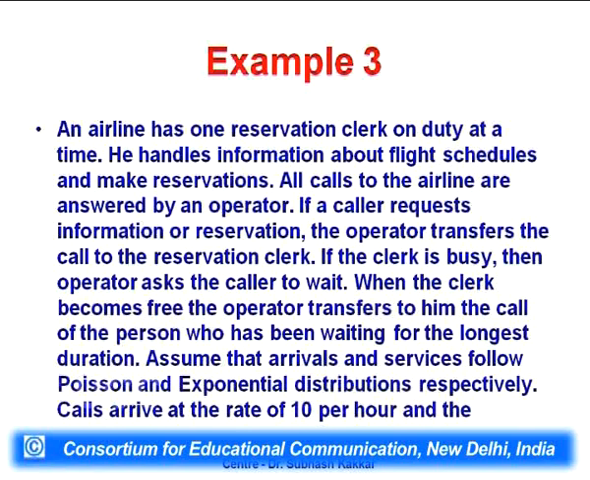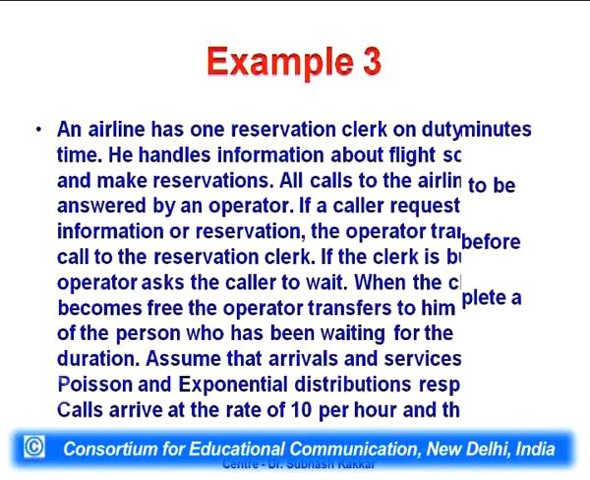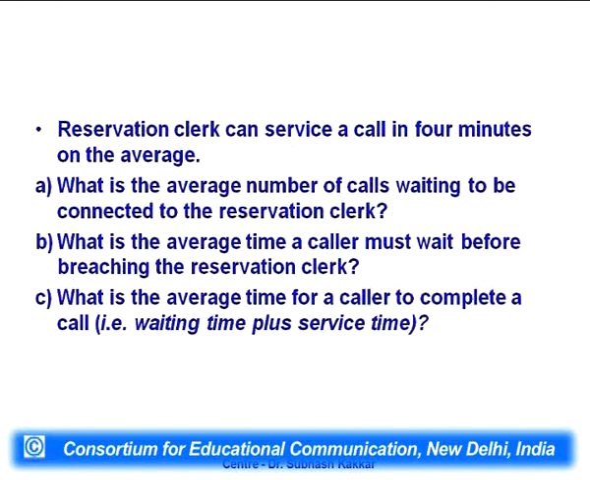Assume that arrivals and service follow Poisson and exponential distributions respectively. Calls arrive at the rate of 10 per hour and the reservation clerk can service a call in 4 minutes on the average. What is the average number of calls waiting to be connected to the reservation clerk? What is the average time a caller must wait before reaching the reservation clerk? What is the average time for a caller to complete a call? That is waiting time plus service time. These three queries are to be answered.